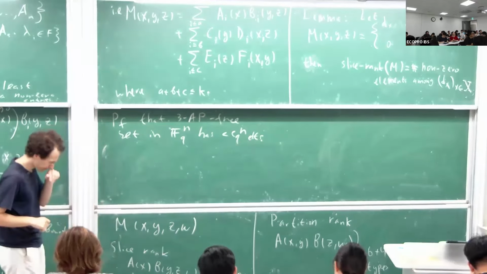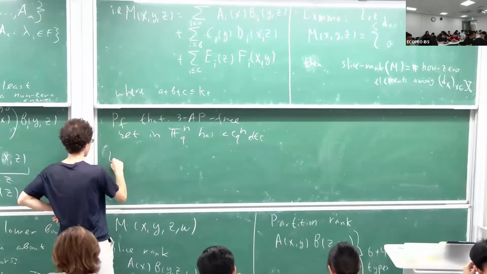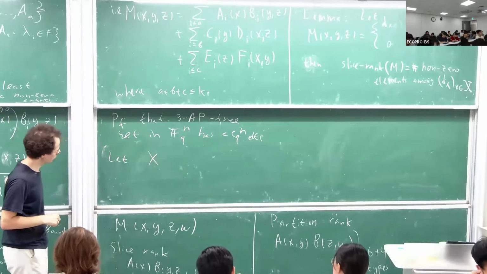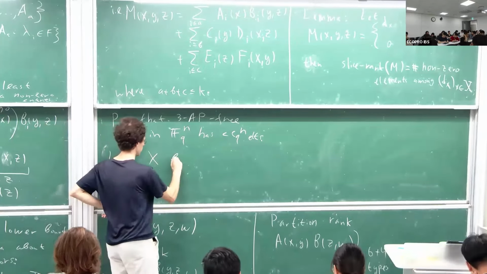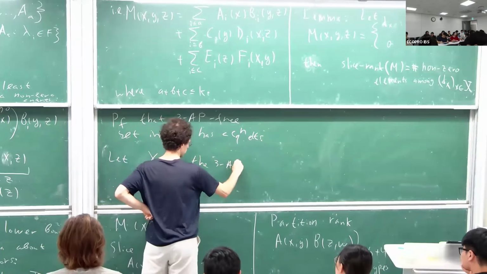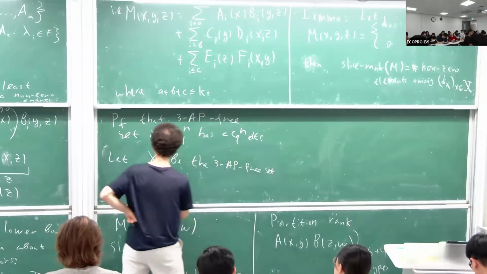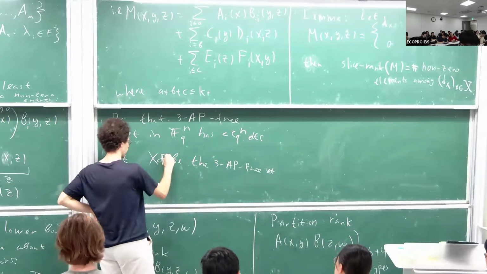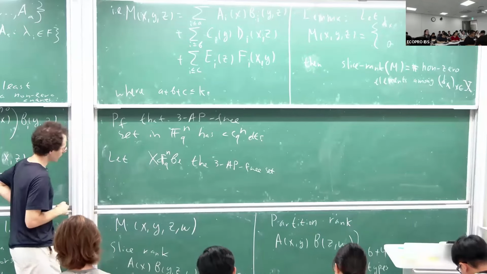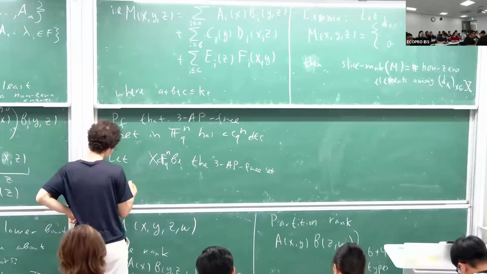So we are going to let X be the free set. So this is some subset of F_q^n. We're going to look at the following tensor, a natural tensor, if you might.